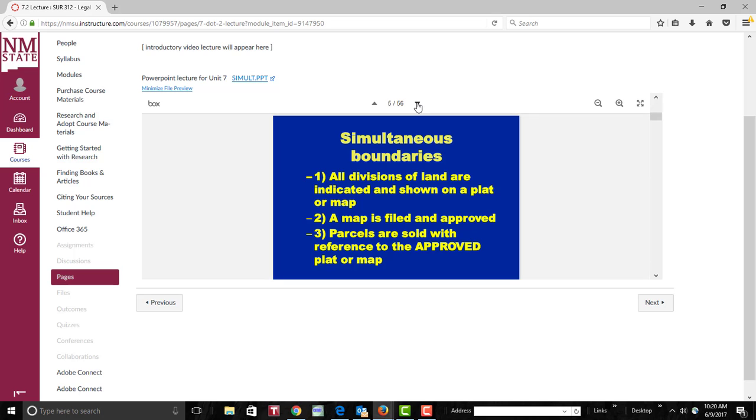The important piece about our simultaneous boundaries, though, is bullet number 3 here: parcels are sold with reference to the approved plat or map, such that a particular grantee may receive title to Lot 3 of Block F of a particular subdivision.